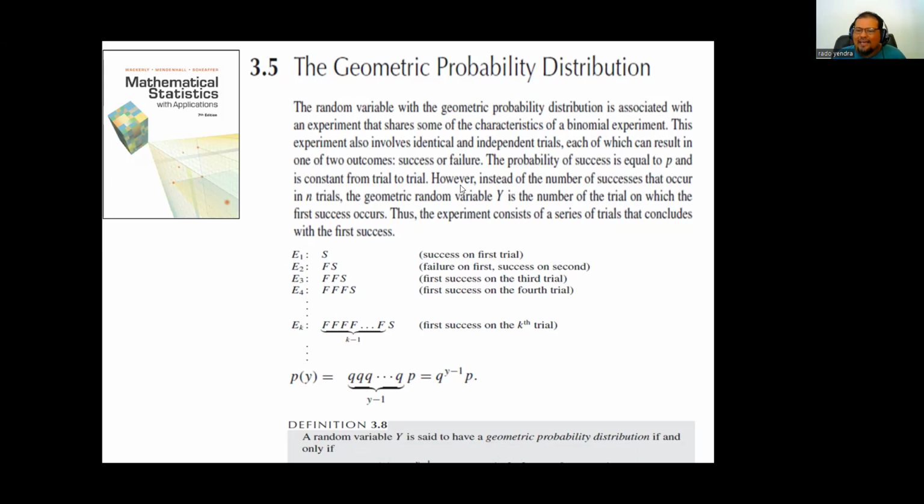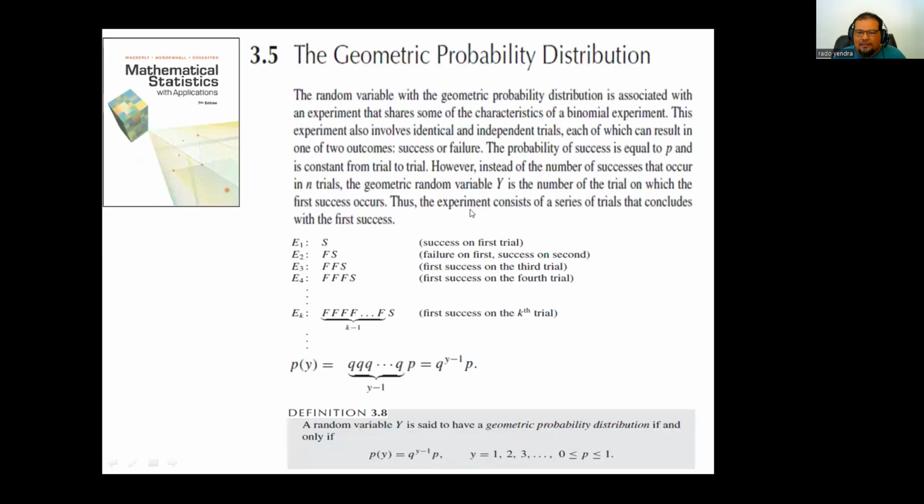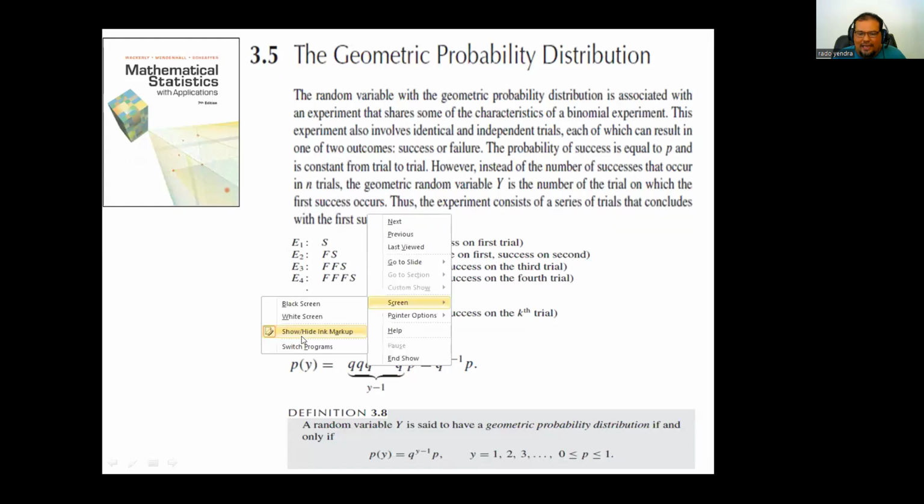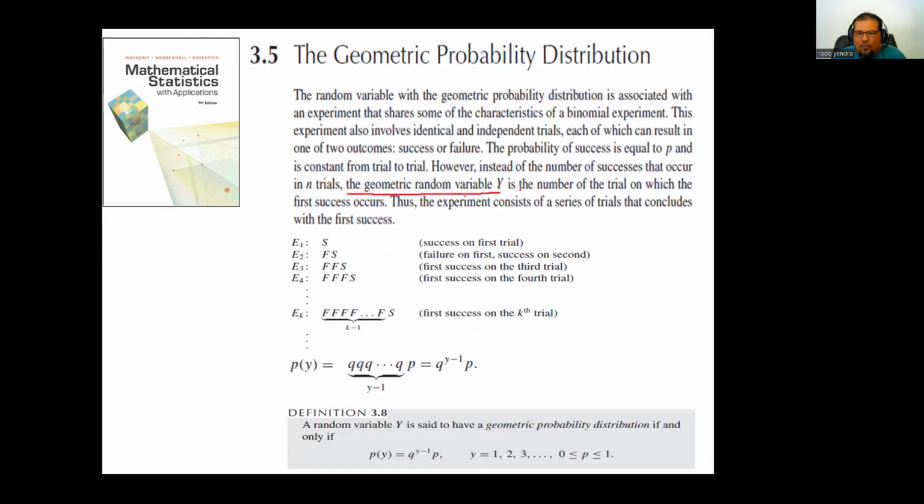We can read from this book. We can see the geometric random variable Y is the number of the trial on which the first success occurs. So the main issue in the geometric probability distribution is when the first success occurs. For example, in one trial, this is only the first success.